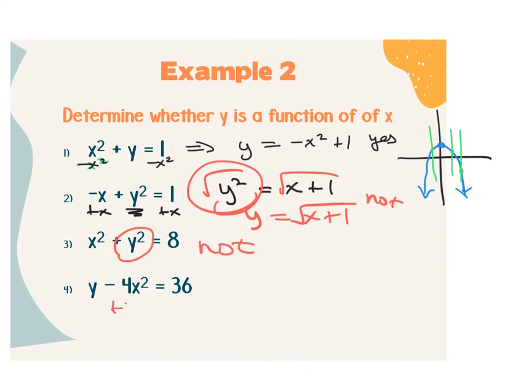This next one is also quadratic. If they want you to solve for y, this is what you would do. But my y is not squared. I don't have any absolute value, so yes, this is a function.